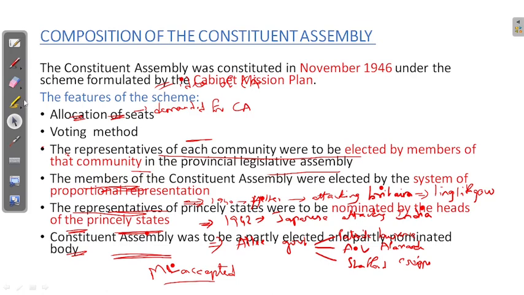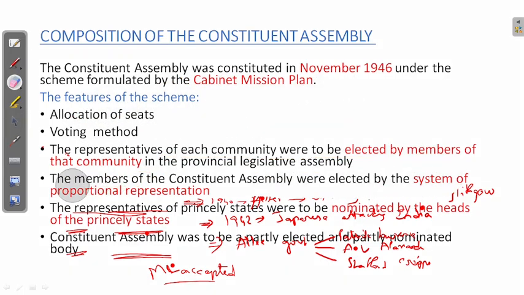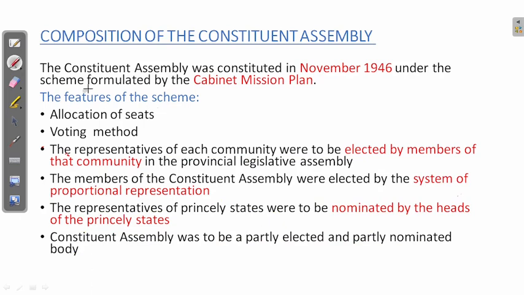Next, we will see the composition of the Constituent Assembly. The Constituent Assembly was constituted in November 1946 under the scheme formulated by the Cabinet Mission Plan. Features of the scheme: allocation of seats. This was based on population: one seat for every 10 lakh population, that is, 1 million population.